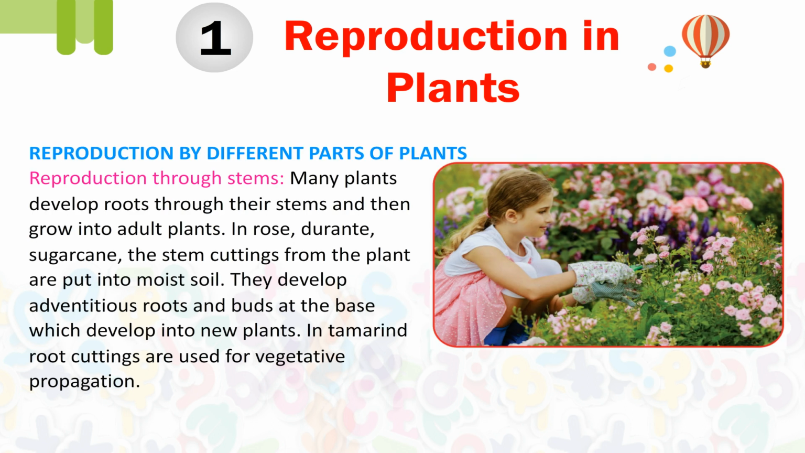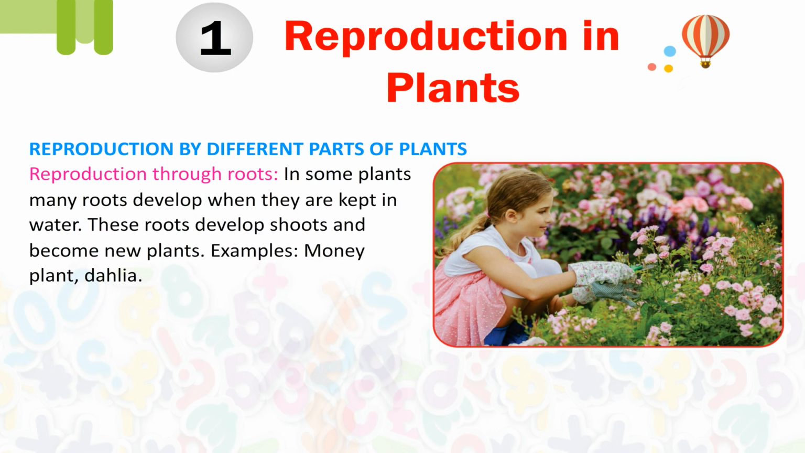Reproduction through stems. Many plants develop roots through their stems and then grow into adult plants. In rose, durian, and sugarcane, the stem cuttings from the plant are put into moist soil. They develop adventitious roots and buds at the base which develop into new plants. In tamarind, root cuttings are used for vegetative propagation.